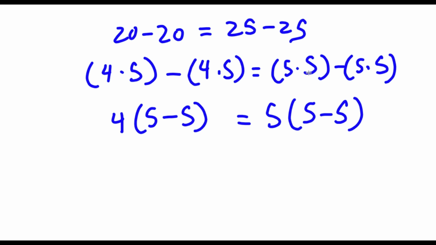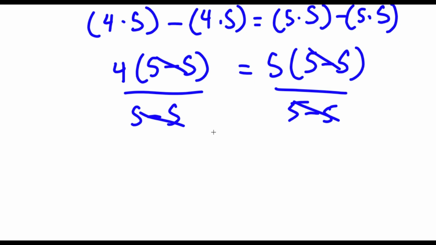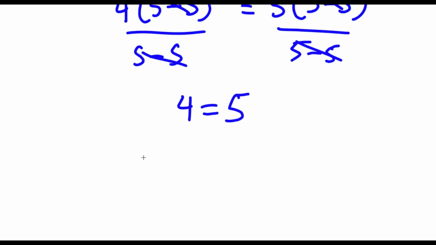So now what I'm going to do is I'm going to divide both sides by 5 minus 5. So then these two cancel out, and these two cancel out. And now I'm left with 4 is equal to 5. Now 4, this is the same thing as 2 plus 2. So I have 2 plus 2 is equal to 5. And there it is. I just proved that 2 plus 2 equals 5.